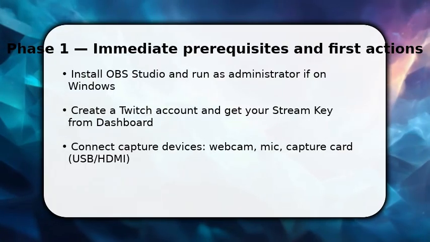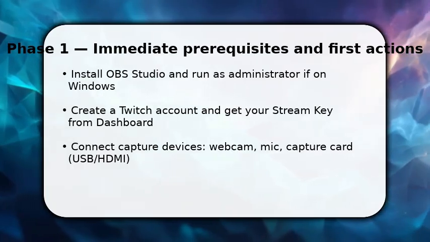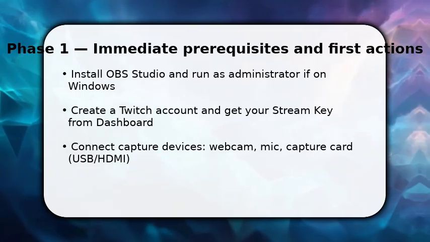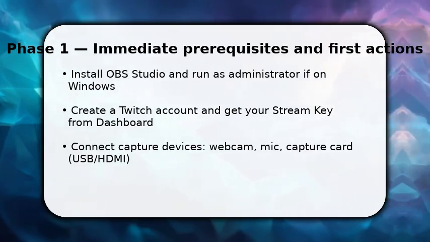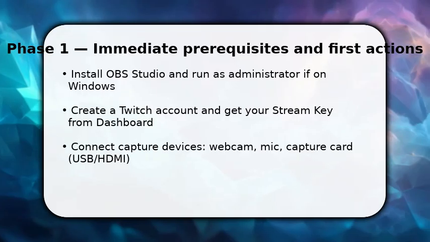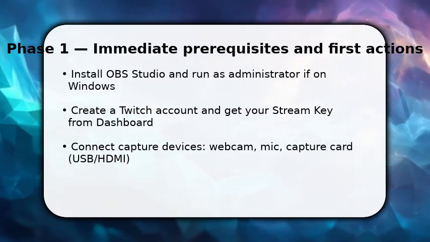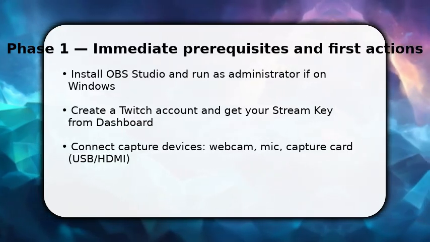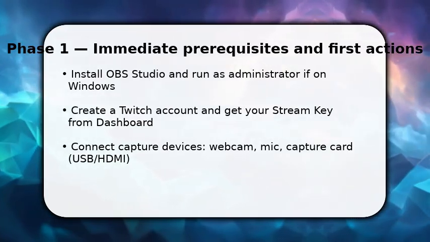You start by preparing hardware and account access. Connect your webcam and mic, plug in a capture card if using a console, and then open OBS. Once done, paste your Twitch stream key into Settings > Stream so OBS can transmit. Make sure audio levels are visible and not clipping. Use desktop audio and mic monitoring.